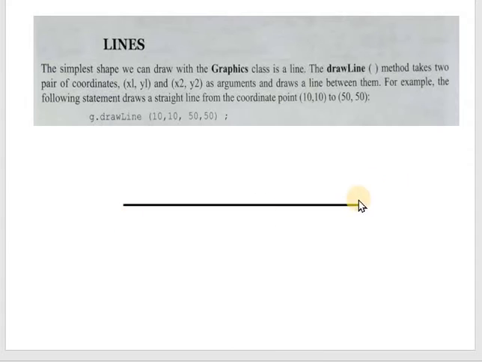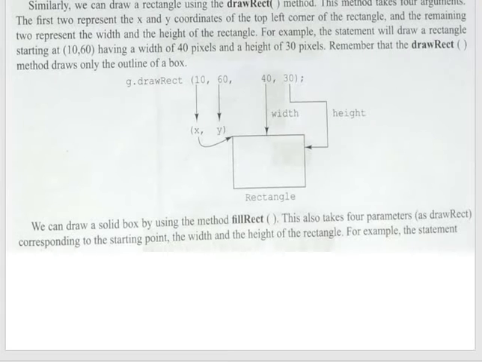Now you want to draw the line. For that there is a built-in method here, g.drawLine. drawLine is a method using which the line can be drawn. So to draw the line, g.drawLine, from where to where? From 10 comma 10 to 50 comma 50. So that one particular line will appear on the screen. This is the speciality of drawing the line.